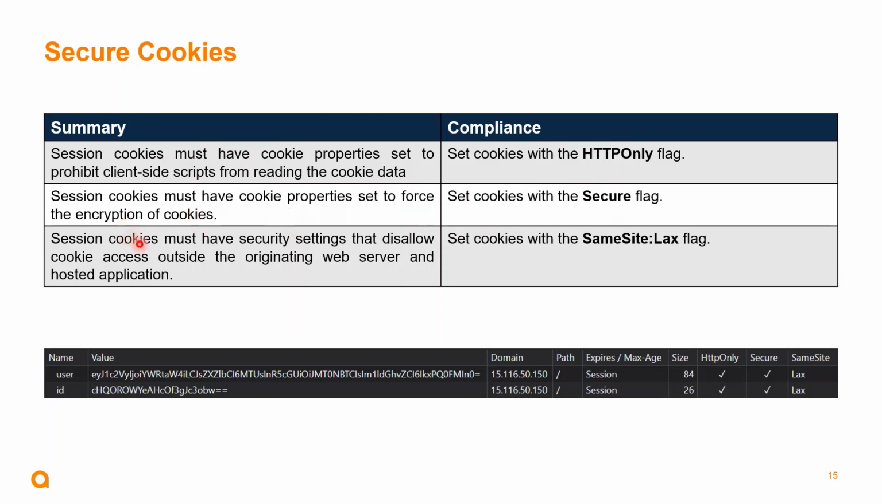Next, the session cookies must have security settings that disallow cookie access outside the originating web server and hosted application. This can be achieved by setting the SameSite flag. So let's see the example. Here is the cookie user and its value and cookie ID and its value. These are originating from this domain and they have been set with the HttpOnly flag, Secure flag, and SameSite flag set.